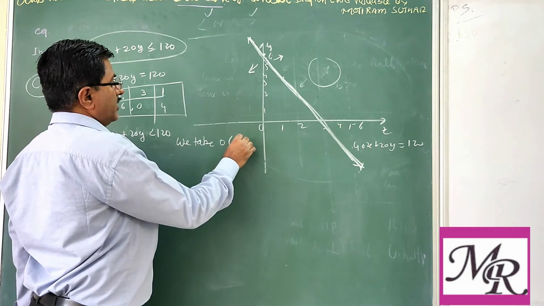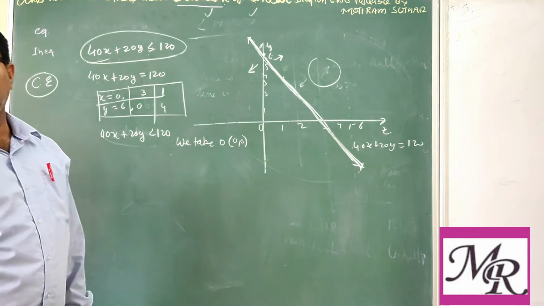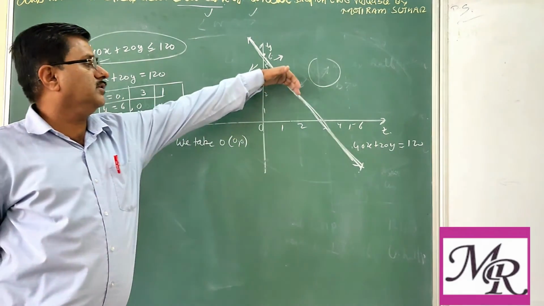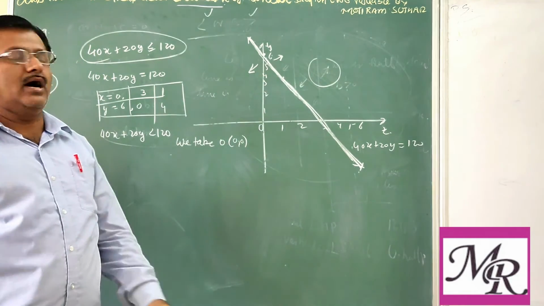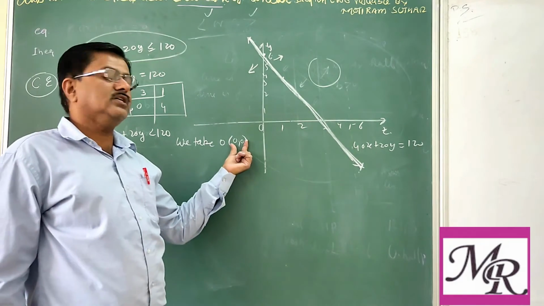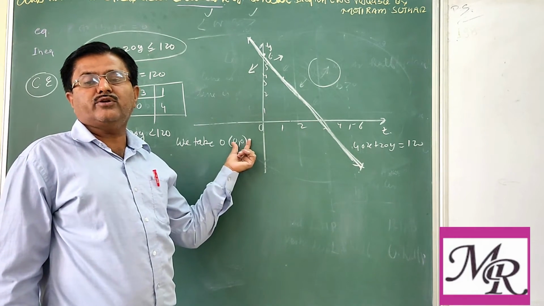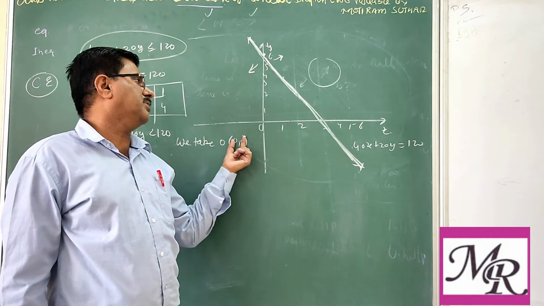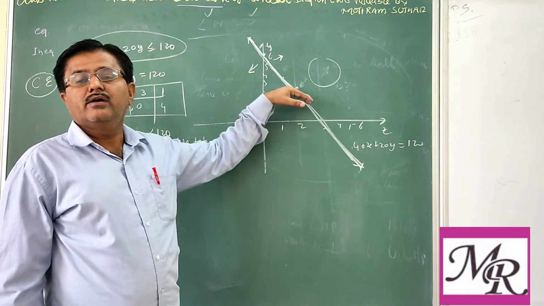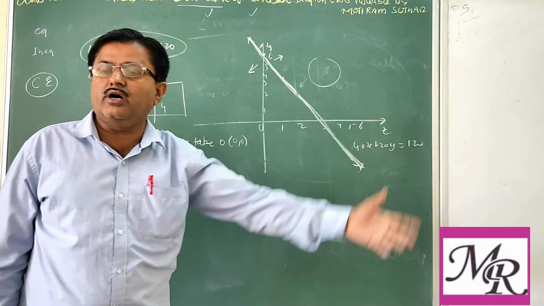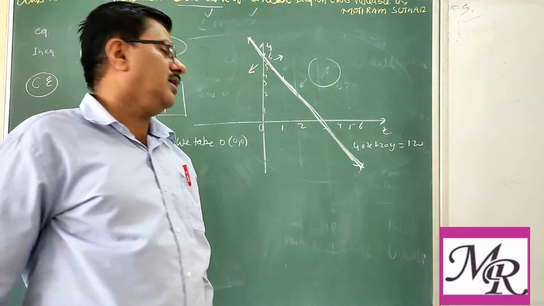Origin means the coordinate is (0, 0). So this 0 will be on this side, the lower part of the line. Now we put this in the inequality. Either it is true or not. If it is true or satisfied, then the solution will be toward this side. And if not true, then on the other side of the line.